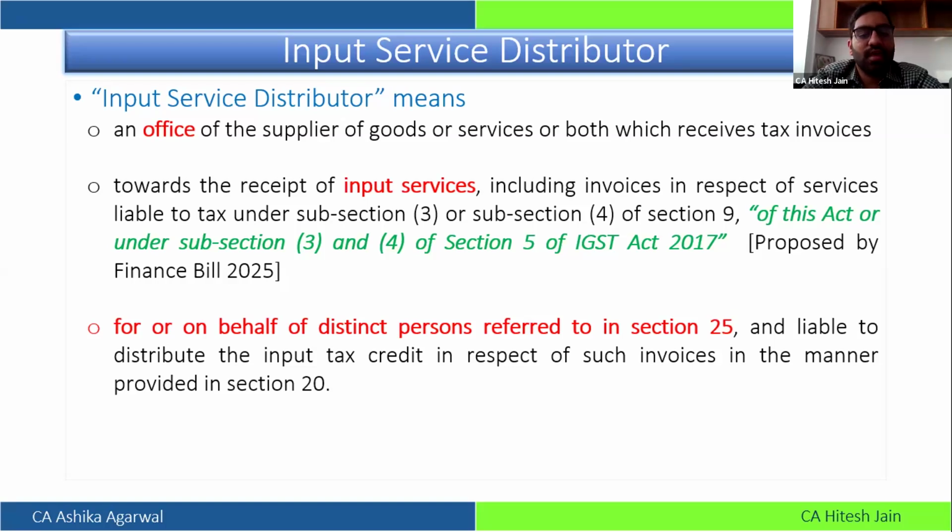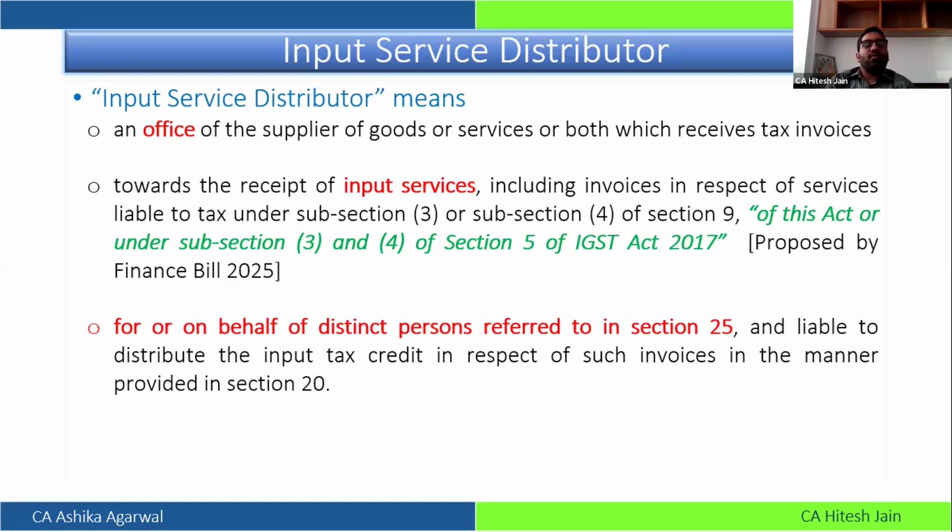So when we read the definition combined, it gives us the impression that ISD is an office of a supplier of goods or services or both which receives tax invoices towards input services including RCM. Pre-budget it was only intrastate RCM, but now it has been proposed to be interstate RCM as well, for or on behalf of the distinct persons referred to in section 25. And ISD's sole purpose is to distribute the input tax credit in respect of all such invoices in the manner provided in section 20 of the CGST Act.